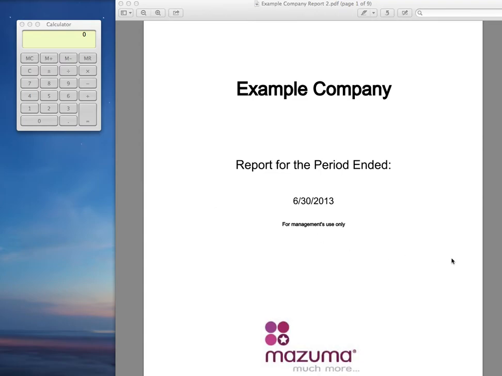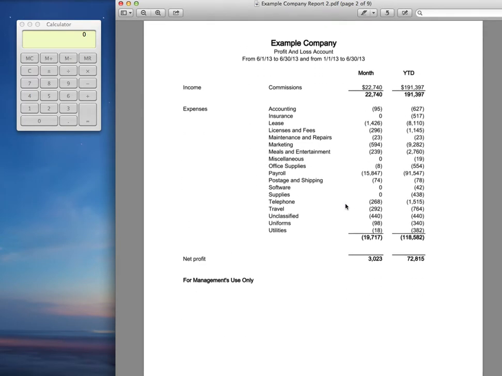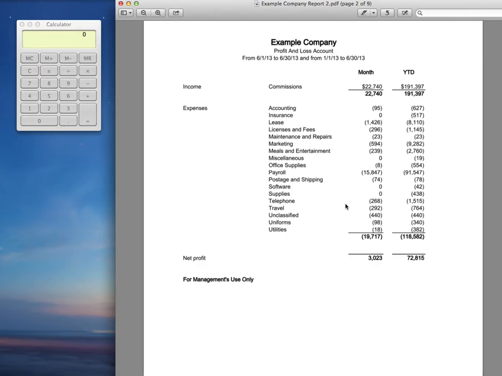Here's an example report. This should look familiar to you. It shows your company name and the period for which the report is being delivered. As you move down, you get into the actual profit and loss financial statement, and we have one column showing the month's activity, and the second column showing year to date. So all the activity that's occurred up to June 30th in this case.